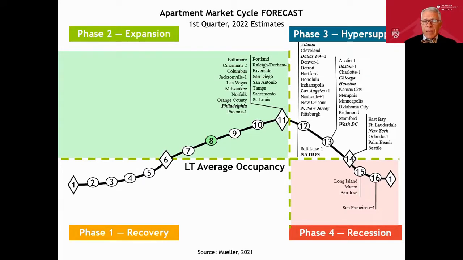So again, the majority of the cities are in the hyper supply phase here. The worst city in the country is now San Francisco because of its high cost and people moving out. Next slide.